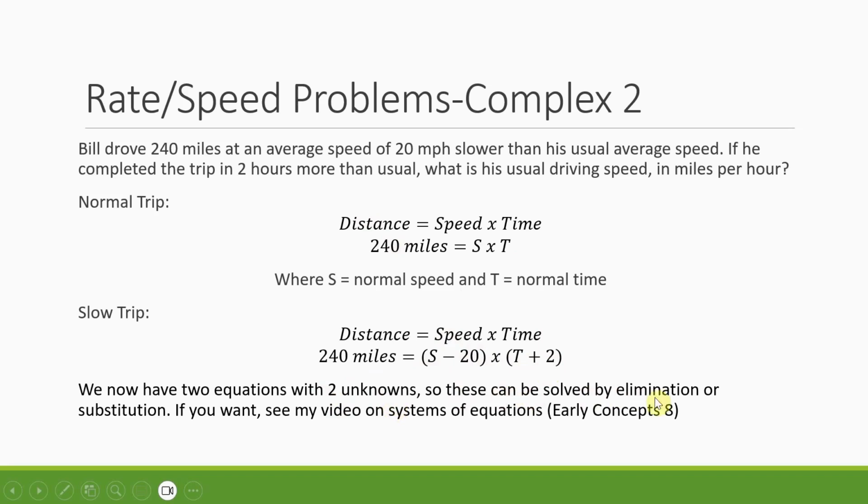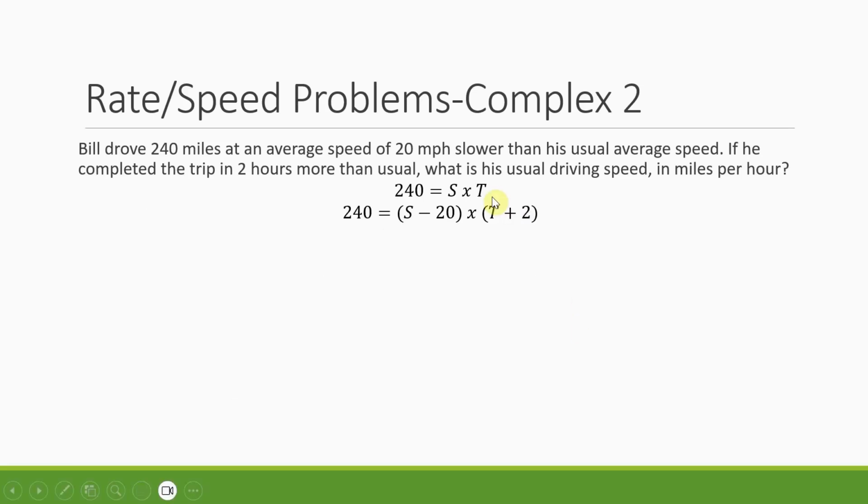So these can be solved using elimination or substitution. So if you want, you can go see one of my earlier videos on systems of equations. I believe that was Early Concepts 8. And that will cover how to do those techniques. Now this one is going to be pretty hard for those, which is why it's a later concept and not an early one. So I rewrote those equations right here and we can go solve them.